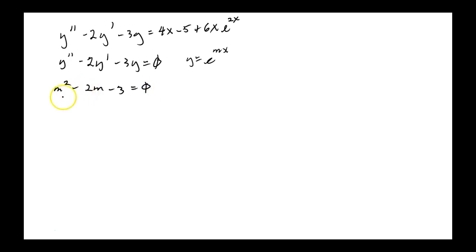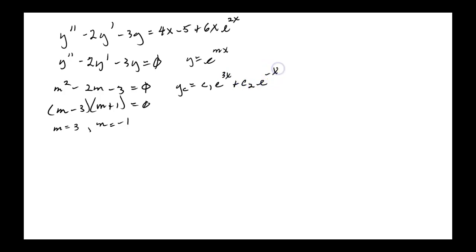All right? Can you think of anything to do with that? Yeah. M minus 3, m plus 1, and that's equal to 0. And what would that give you? M is equal to 3 and negative 1. And what would you do with that? Y sub c equals c1 e to the 3x plus c2 e to the negative x. Got it. We've got our complementary solution right there from the homogeneous part and your auxiliary equation, all that.